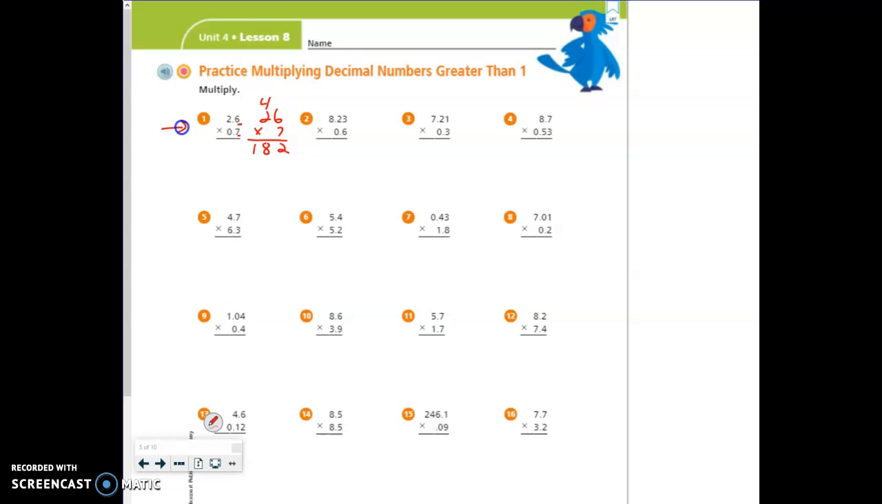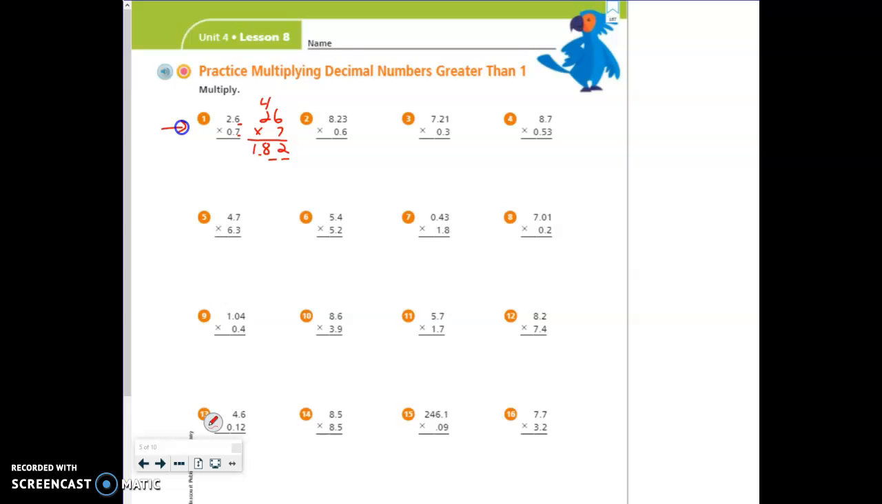So as I look at problem number 1, there's a decimal in both of my numbers, so I have to look at both numbers. The 6 is behind the decimal point, and the 7. So in this case, I have 2 decimal point place values in my problem, so I need 2 of them in my answer. So to do that, 2 will be behind the decimal point, 8 will be behind the decimal point, and my decimal point will go into my answer in front of the 8.